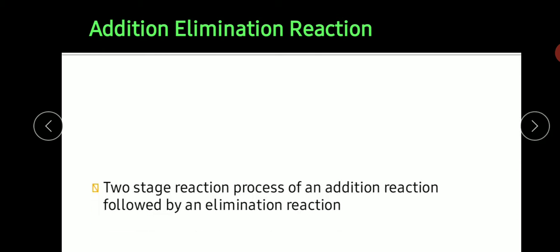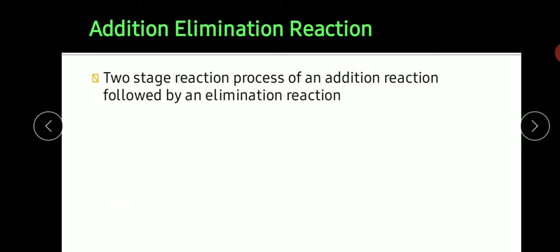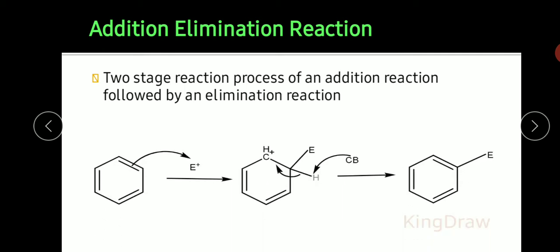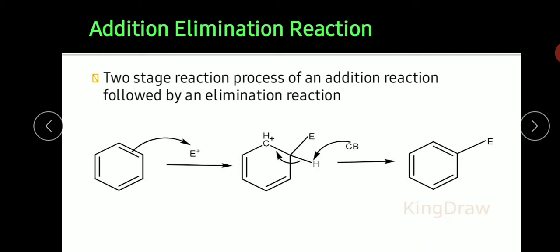Now see the third type of polar reaction, the addition-elimination reaction. In this reaction, see the two-stage process of an addition reaction followed by an elimination reaction. See the mechanism of this reaction.